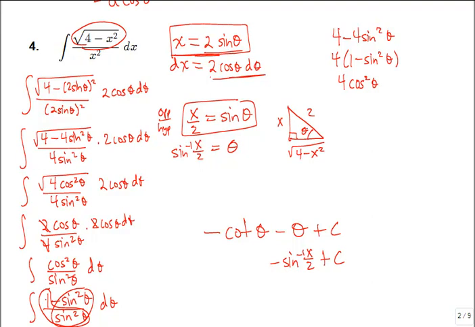Now, based on this triangle, what would cotangent of theta be? Well, tangent, remember, is opposite over adjacent. So cotangent is adjacent over opposite, which according to my sides, the adjacent side to theta would be this square root of 4 minus x squared, and the opposite side would be the x. So that's what we're going to put right here with a big minus in front.